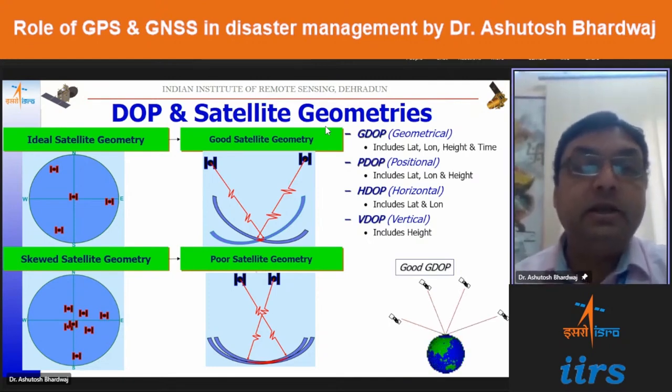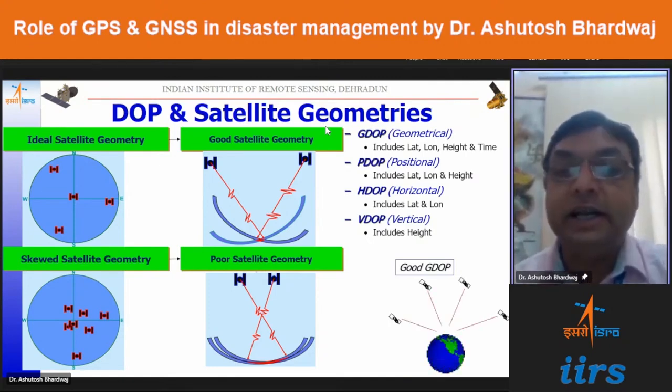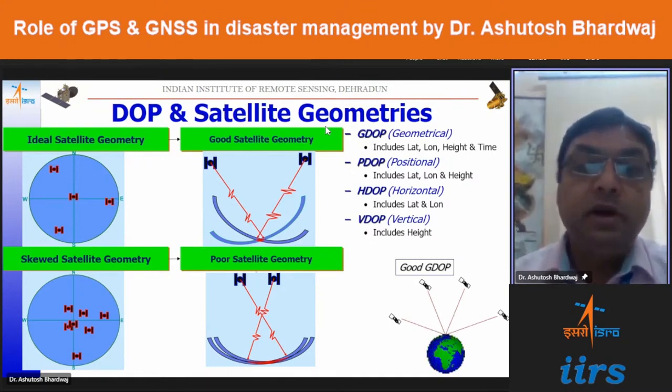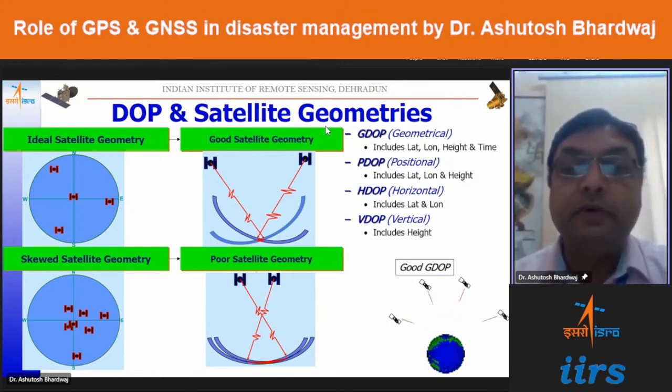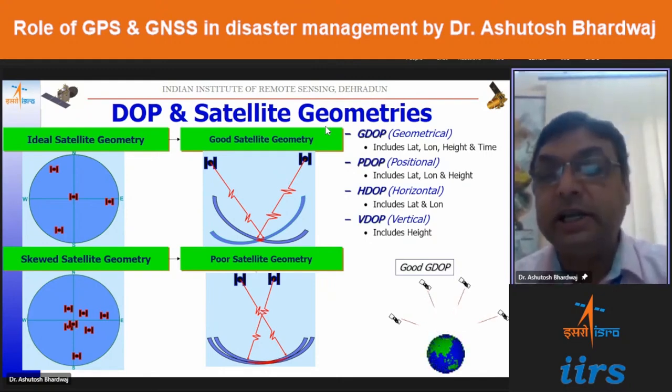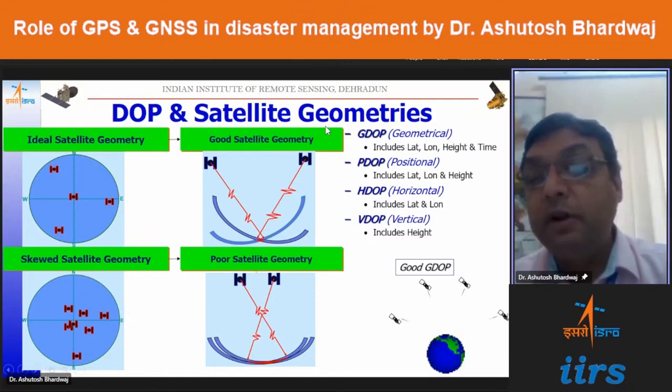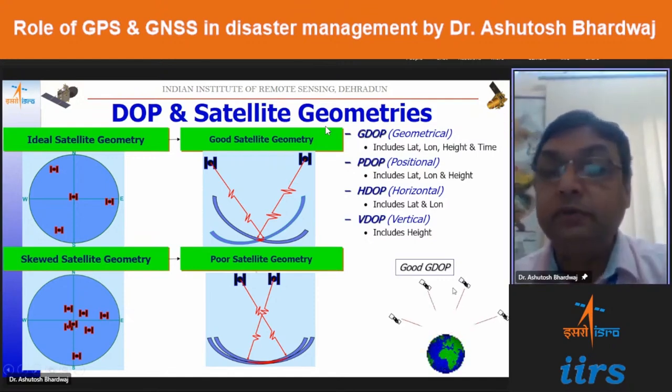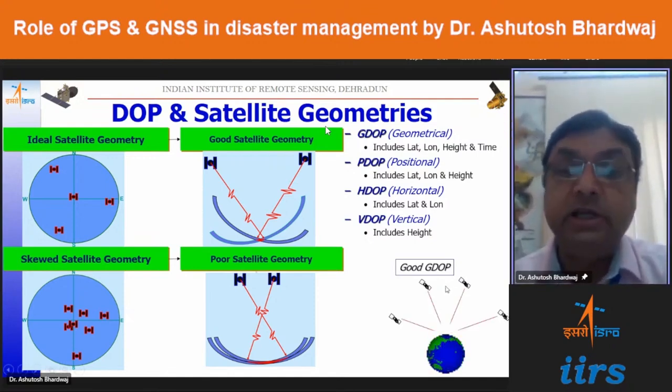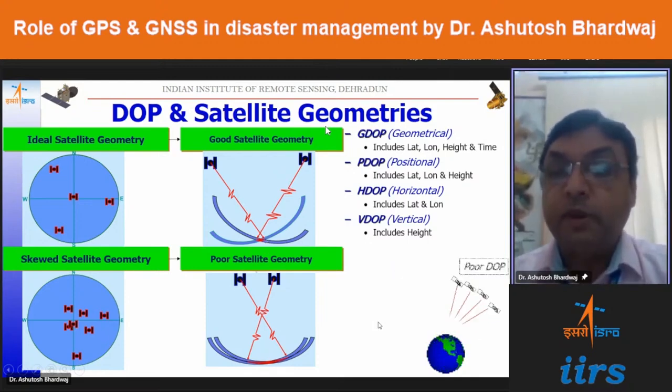Then I was explaining that the geometry of the satellites with which we are linked at the time of operations is also very important. If the geometry is such that the satellites are available from all directions with a widespread distribution, then we get good accuracy because the uncertainties are less. Whereas if the satellites are skewed, then we get a poor dilution of precision.